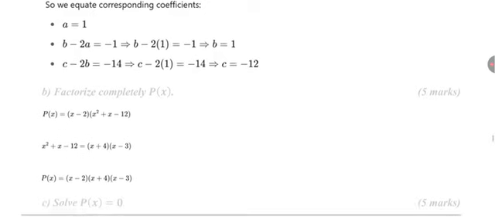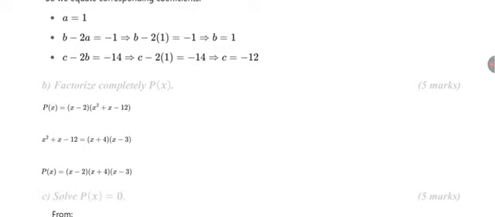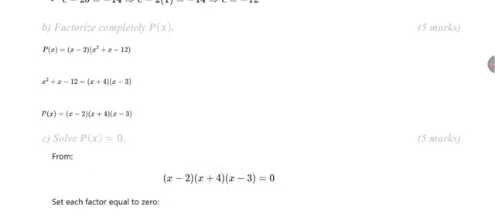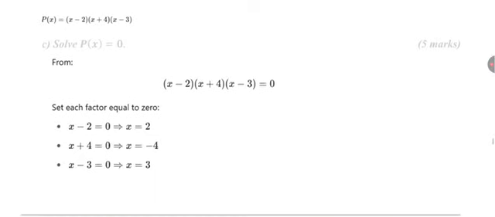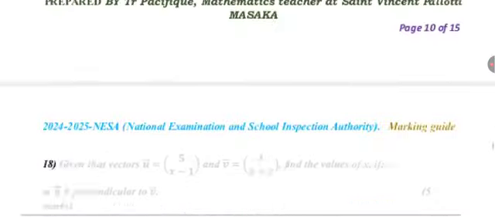Factorize, we have the complete p(x) after getting that p(x) equal to (x minus 2)(x squared plus x minus 12), and you have to make a factorization and get the factors as required, and you have to solve p(x) as well.